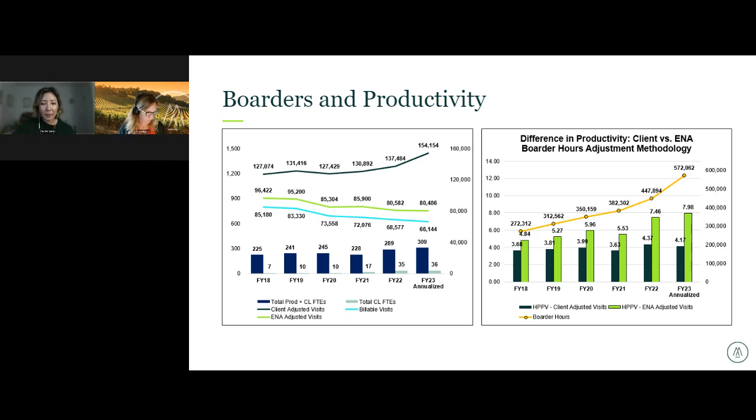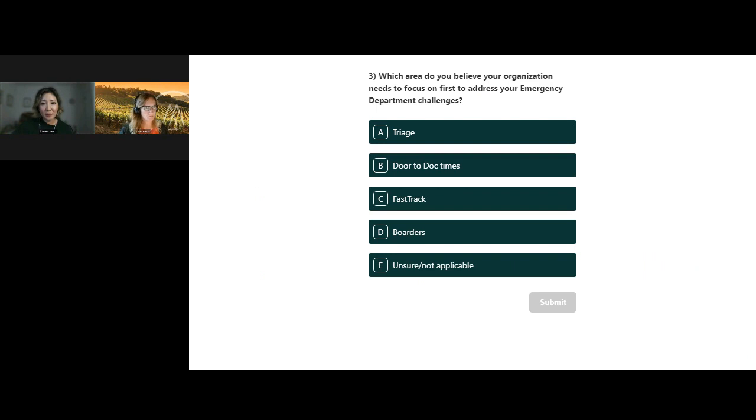And so anyway, this leads to our next polling question, Amy. All right, thank you, Pat. So the third polling question is, which area do you believe your organization needs to focus on first to address your emergency department challenges? And your options are triage, door to doc times, fast track, borders, or unsure, not applicable.